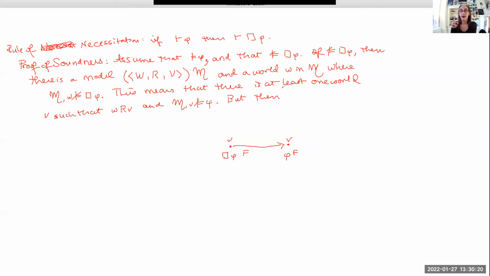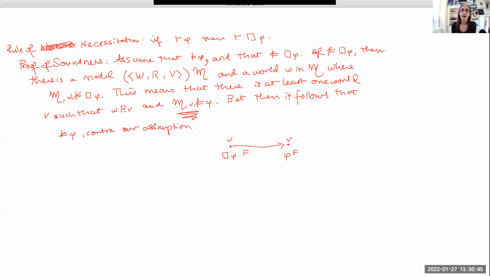But then this contradicts our initial assumption that phi was actually valid and therefore true at every world and every model. But we have just found a world, namely V, where it's false. So then it follows that phi is not valid, contra our assumption.